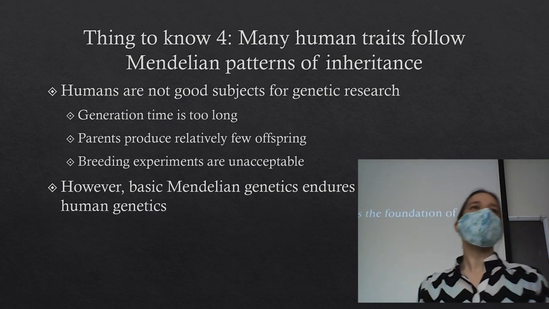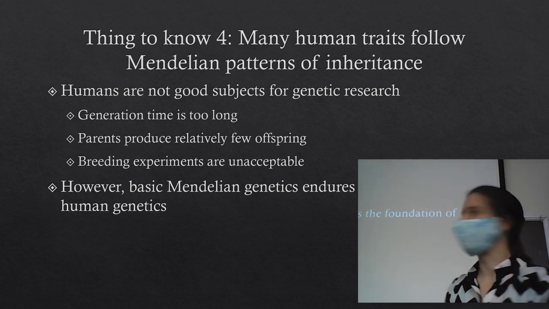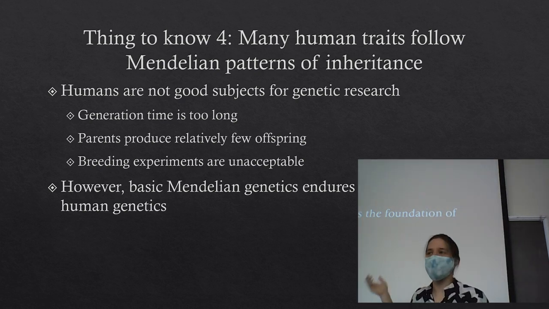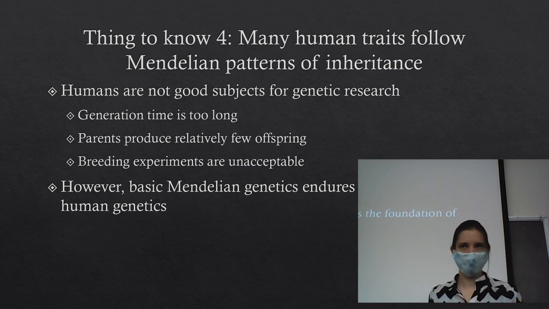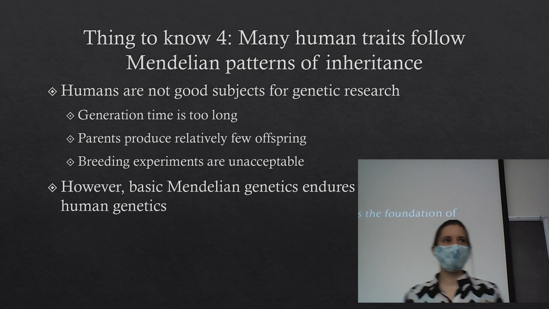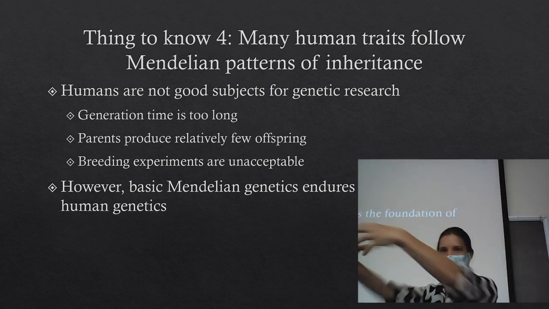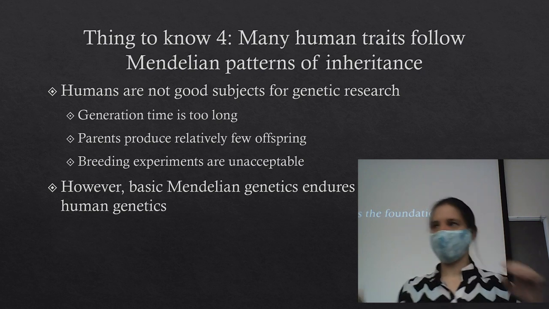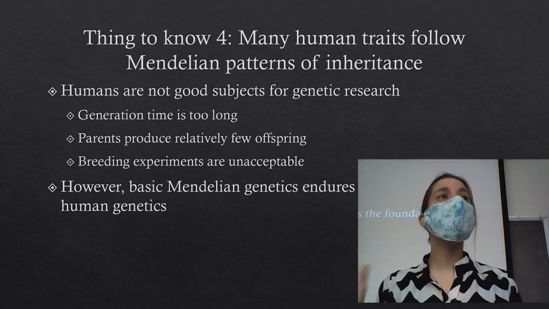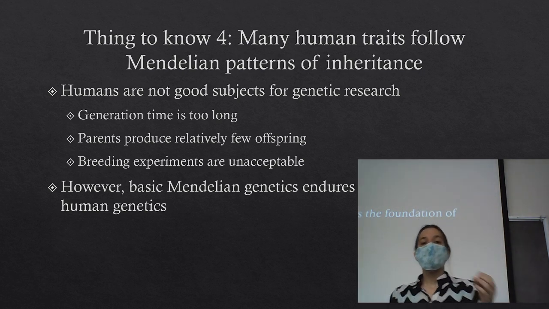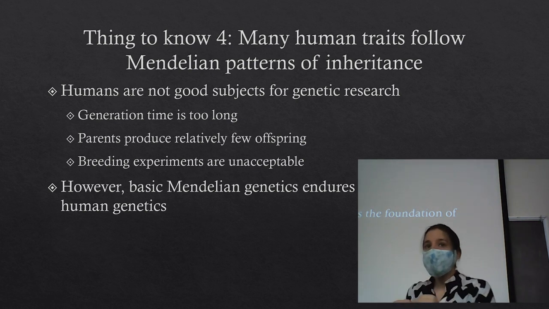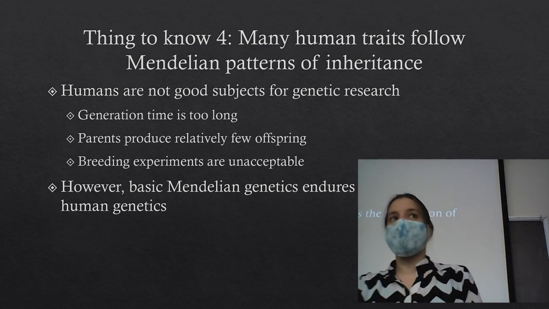And thirdly, and perhaps most importantly, you probably shouldn't be doing breeding experiments with humans. You should feel bad about yourself as a person if you're like, haha, you have purple eyes, you're really tall, get together. Don't do that. Fair enough? But the basic Mendelian rules still work for human genetics.